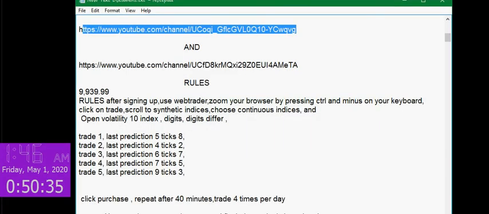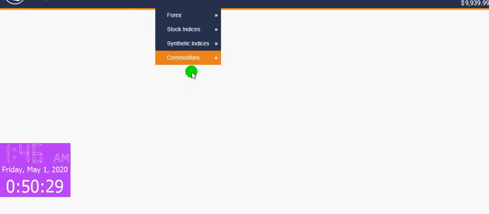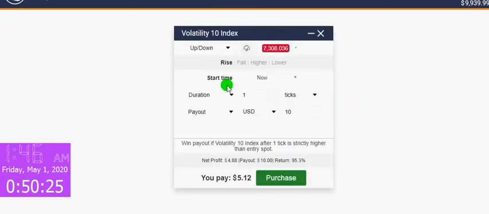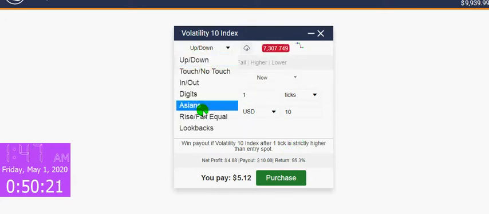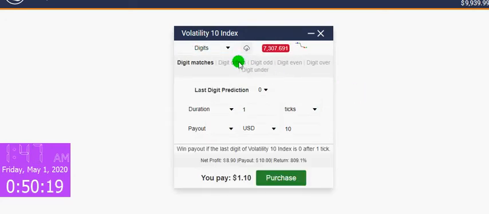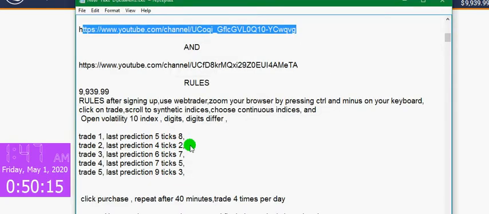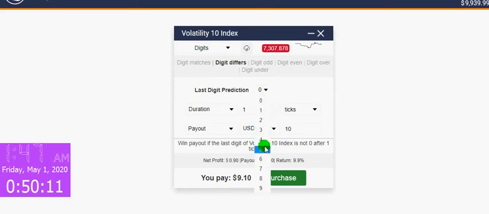So this is what we have here, 9939.99. Here we'll be trading the Volatility 10 index in this strategy, and we'll trade 5 times. Here we'll be changing this to digits, then we'll change this to digits differ. Then our first trade, the last prediction will be 5, the tick will be 8.